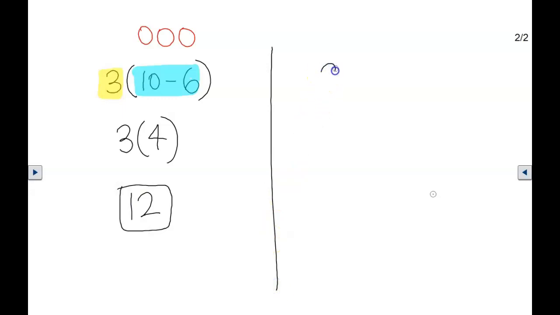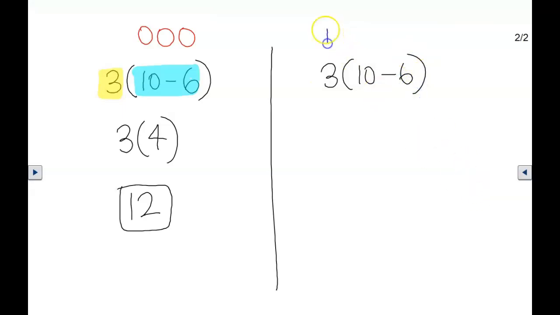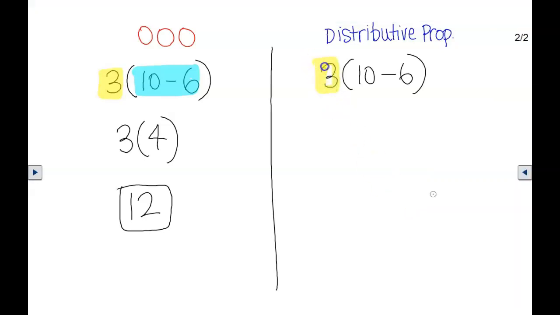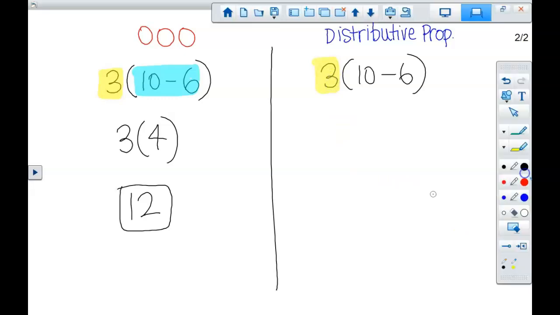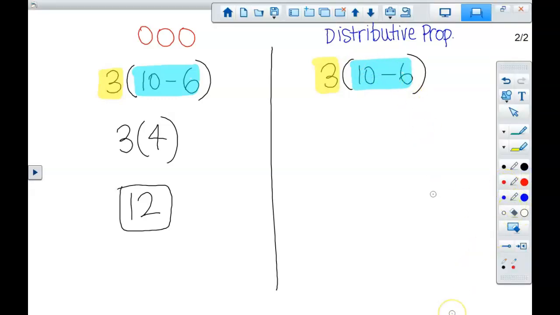Now, I'm going to come over here, same problem. This time, I'm going to do the distributive property. Okay, now what the distributive property says is that if I need to multiply this number 3 by this entire group, 10 minus 6, then I can do that by distributing the 3. I can multiply the 3 by each member of the group individually.